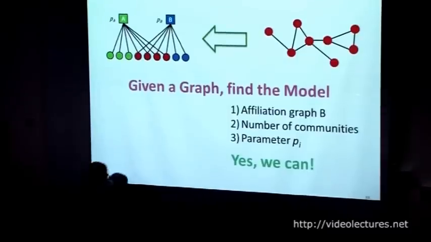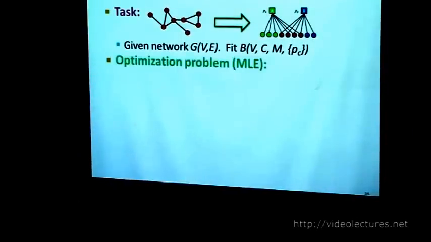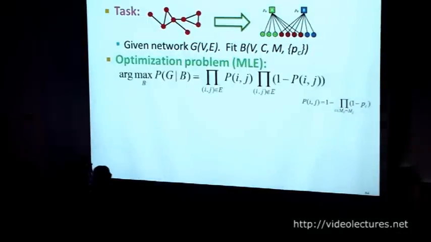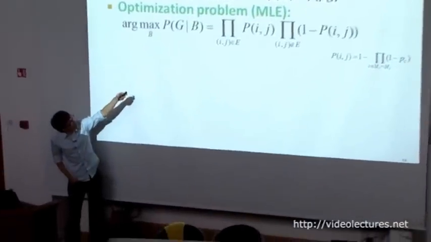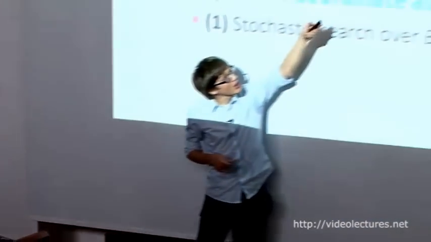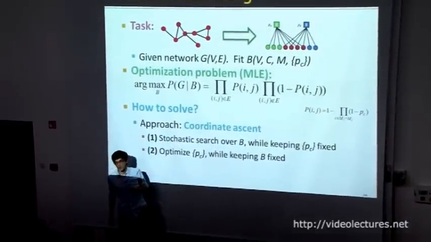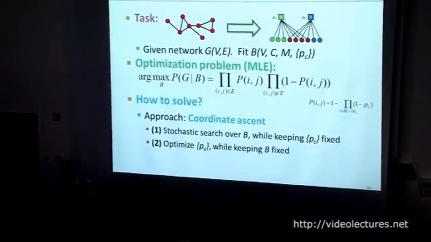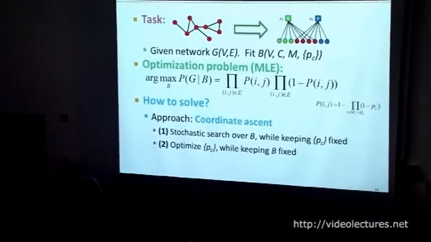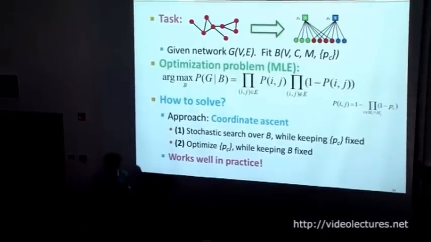And again, we can go and do that. The way we do that is relatively simple. It's a simple maximum likelihood estimation problem. I'm just saying, given my graph, what is the most likely model that could have generated my real graph? And the way I solve this is basically some kind of coordinate ascent, where in the first step I change the structure of my graph, and in the second step I fix my graph and figure out what this linking probability should be. I repeat this long enough, I converge and find a good graph. Okay? And if you do this on synthetic data and measure how well you are doing, it works well in practice.